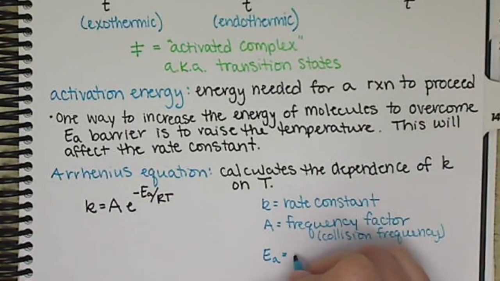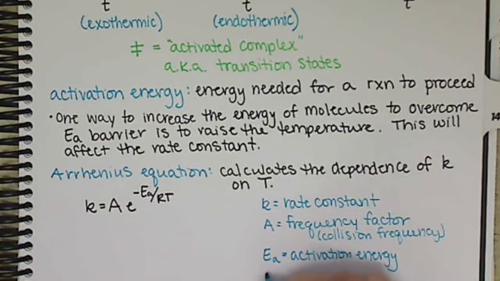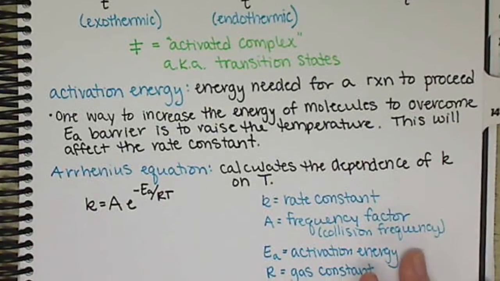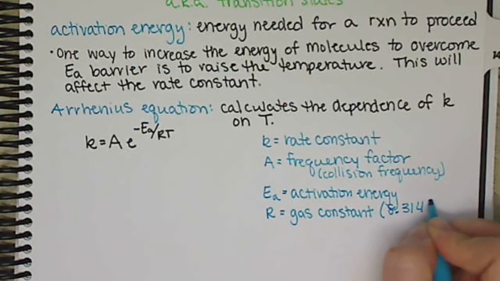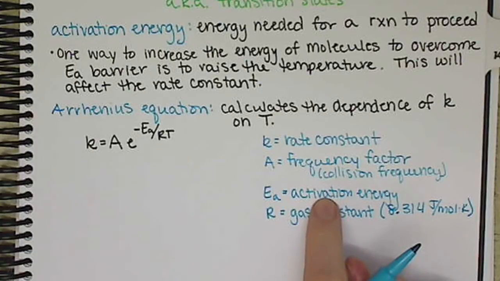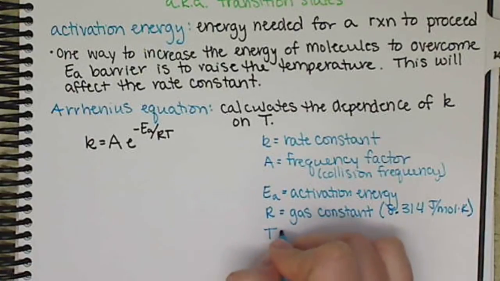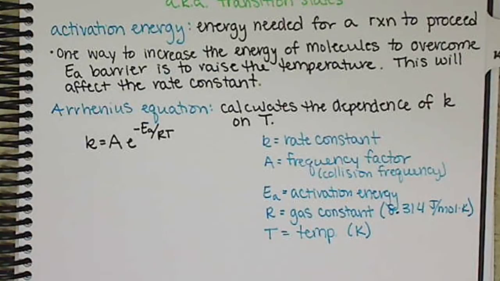E_A is our activation energy. R is our gas constant. We want it in units of energy, so you're going to want 8.314 joules per mole Kelvin. Watch your units on energy of activation. If this is in kilojoules, you're going to have to convert R. And then T, of course, is temperature. We want that in Kelvin.